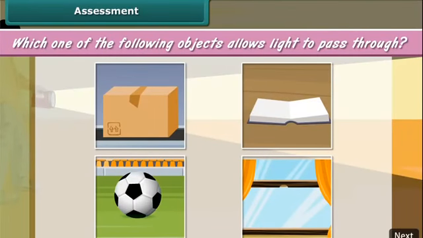Let us check what you have learned. Which one of the following objects allows light to pass through?